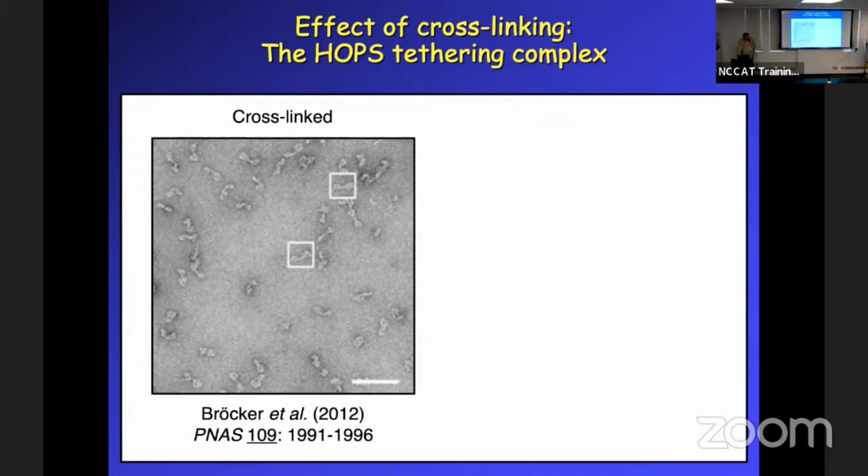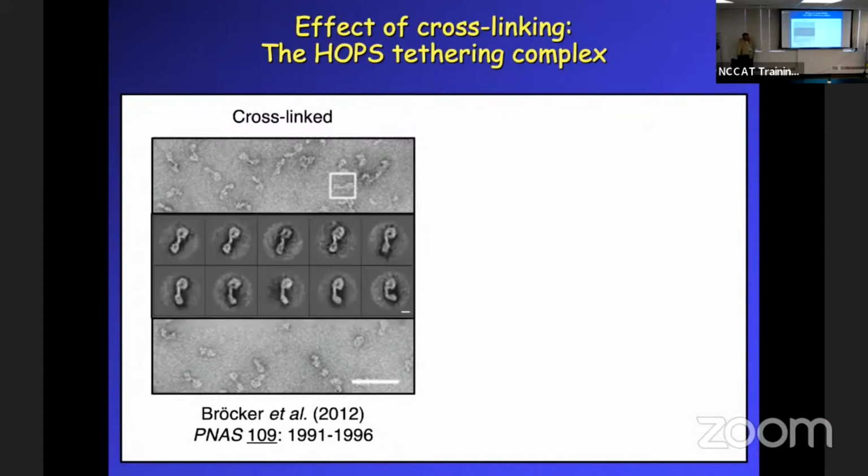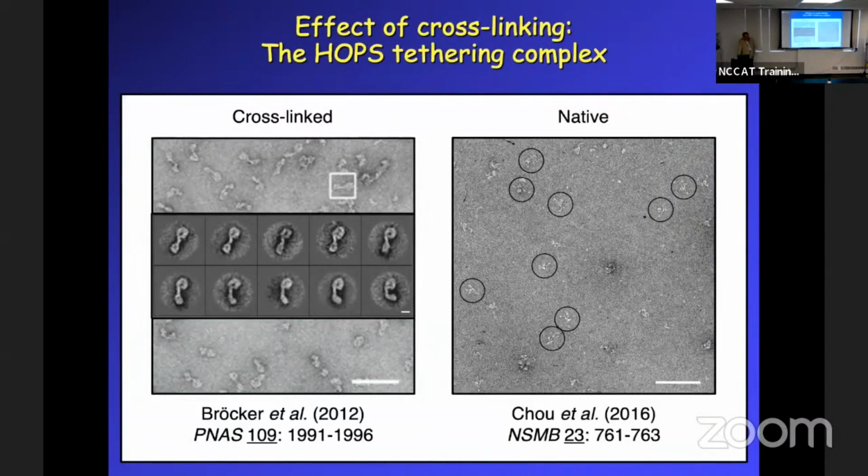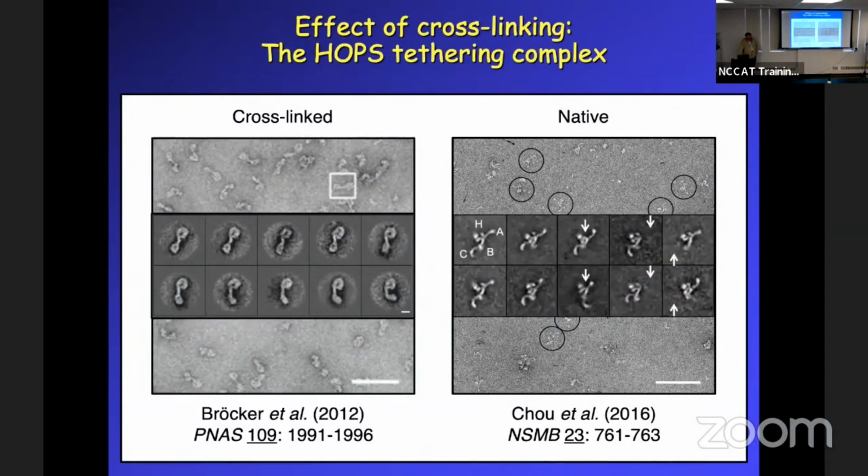And so a group has used GraFix to prepare the sample, and you get these really beautiful particles in negative stain. And they got these very nice 2D averages. The problem is that those don't really mean anything, because if you do the same complex without cross-linking, the sample looks really bad. It's a real pain to work with. But once you calculate averages, you can see that you have all these flexible legs that come out of this complex with this central globular density.